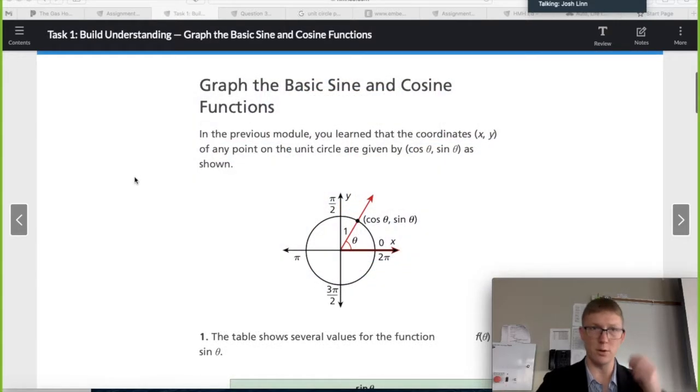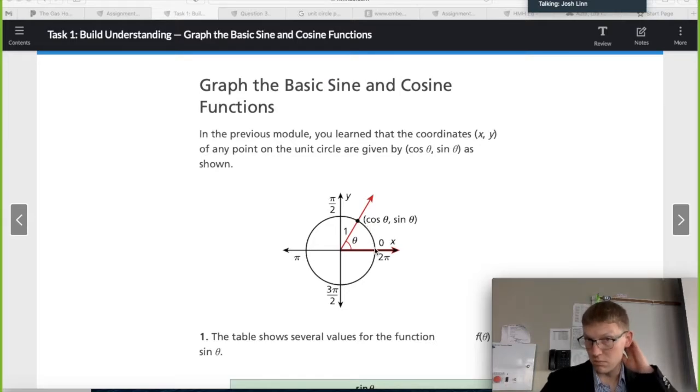Basic sine and cosine function. Remember in the last chapter, we were using this unit circle, and if we look at the values as it goes around, our x is cosine of theta, our y is sine of theta. So let's look at just our x value.